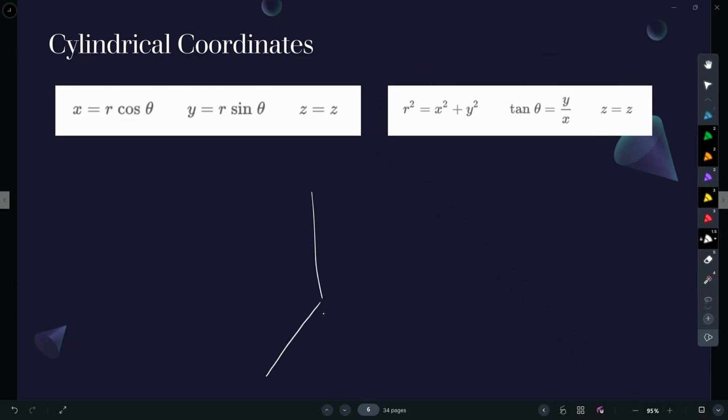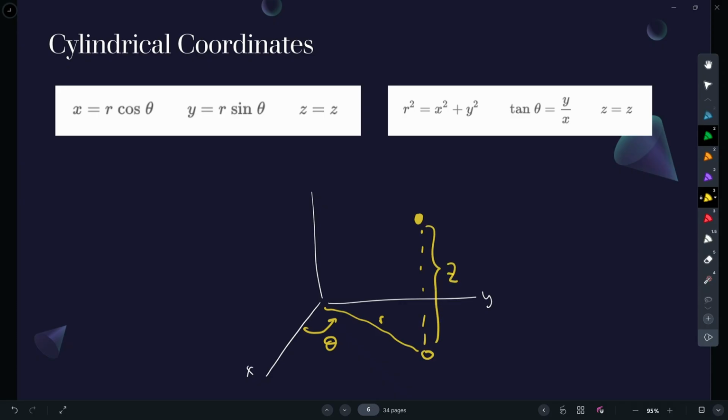Remember that the way it works is that we take the x and y, so if we have a point in 3D, we look at the projection, and then in the projection, we look at the radius and the angle from the x-axis, and then the z-coordinate is the z-coordinate. So all that is changing here is that the x and y are being changed to polar coordinates, and in total that is what we call cylindrical coordinates.